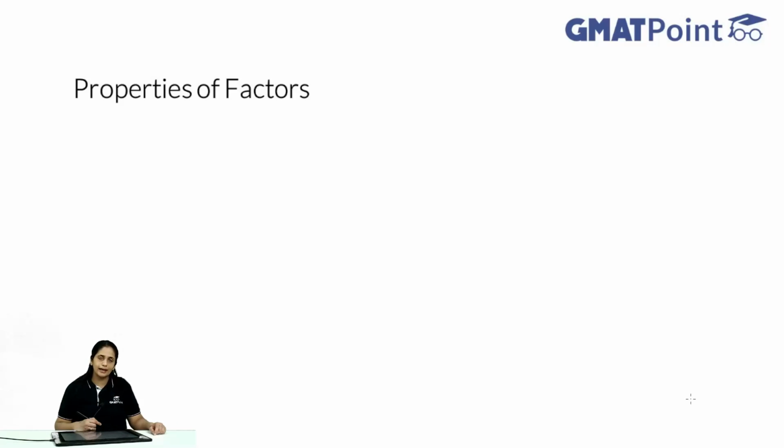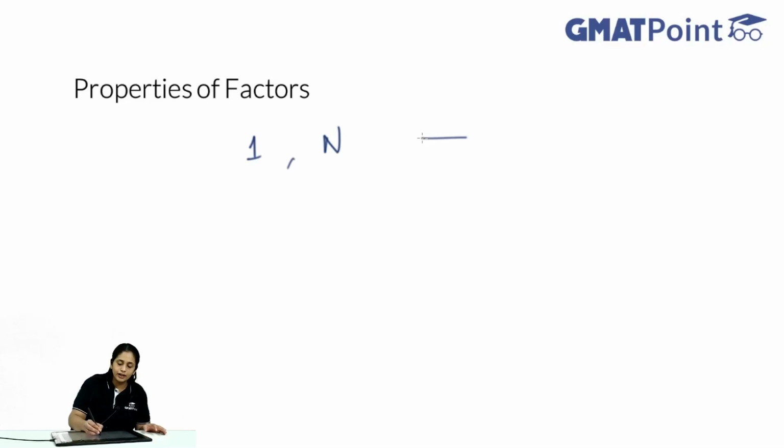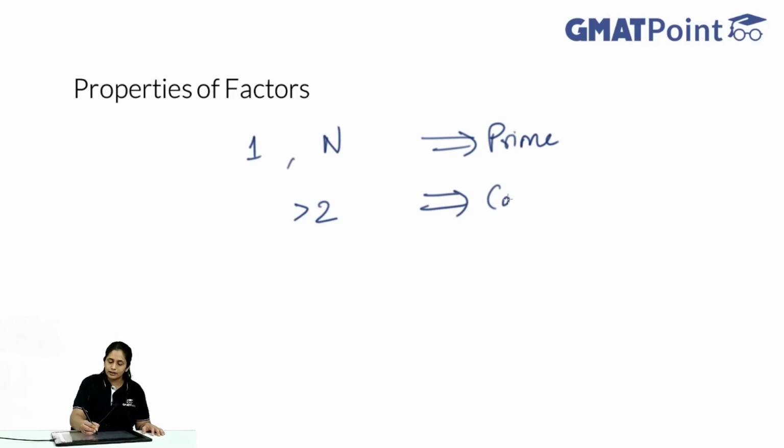One of the important things that you have to remember about factors is that for every number, 1 will always be a factor, and the number n itself will also be a factor. So 1 and n, for any given number n, there will be at least 2 factors. If there are only 2 factors, then the given number is a prime number. If there are more than 2 factors, then we have a composite number.